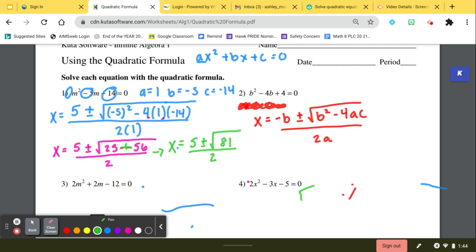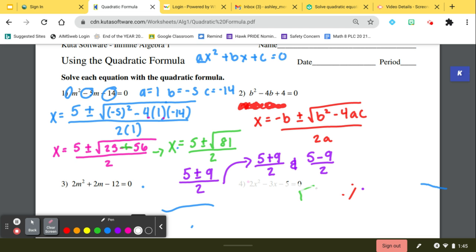So again, from here, all we need to do is take the square root, and the square root of 81 is a nice number. So we get 5 plus or minus the square root of 81, which is 9, divided by 2. So our two solutions become 5 plus 9 divided by 2 and 5 minus 9 divided by 2. And I'm running out of room, so I'm going to erase 4 with my white marker as best of my ability so I can write my solutions. Again, if I had more room, I would be able to make this a little bit more clear.